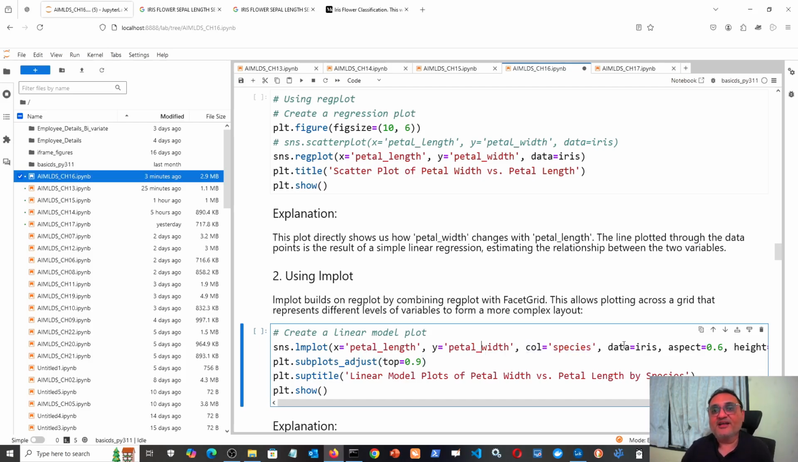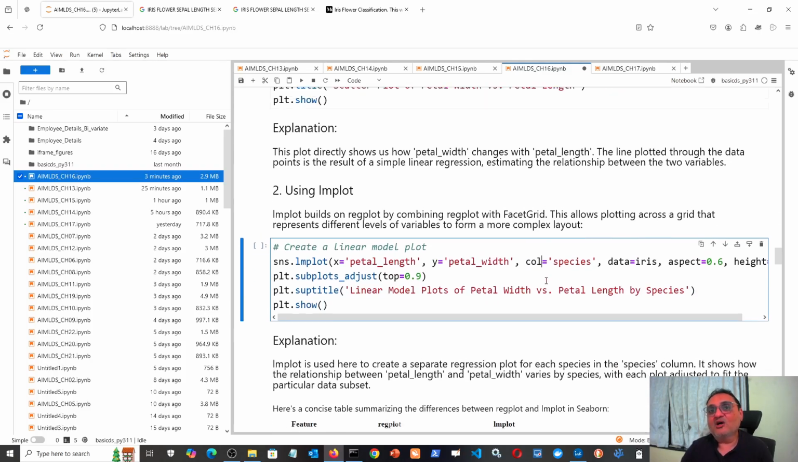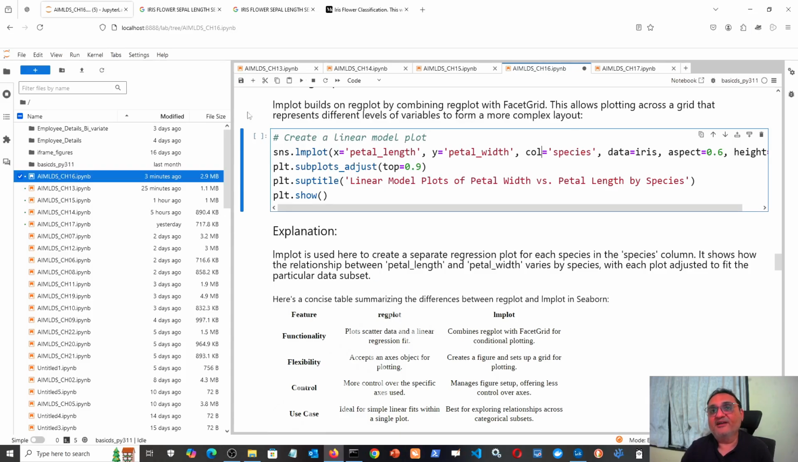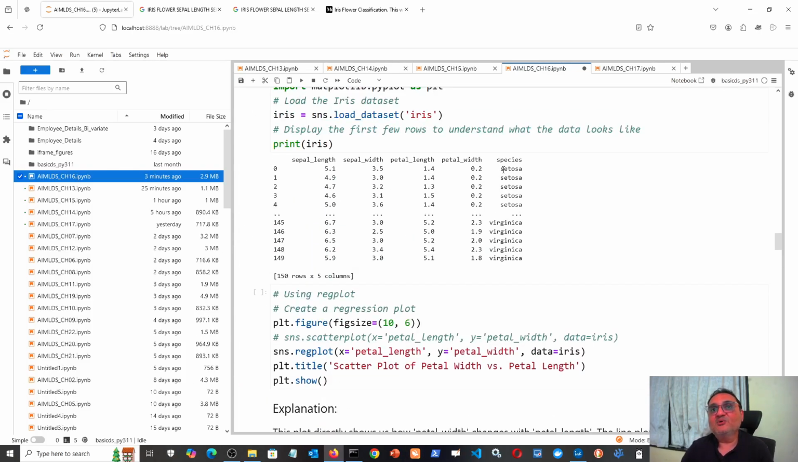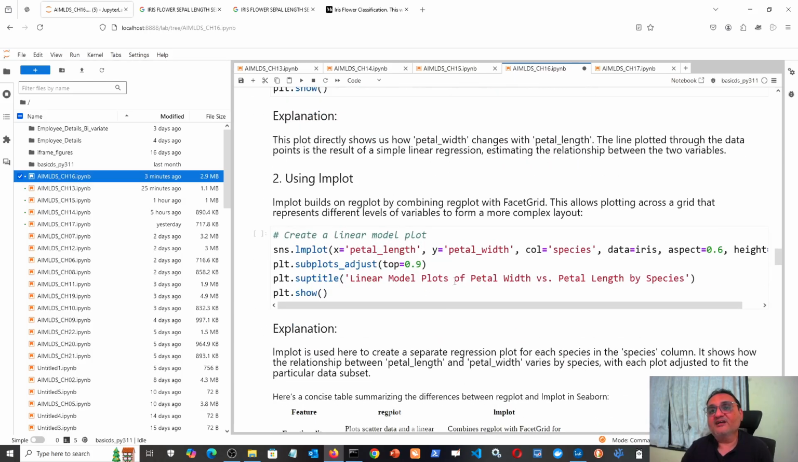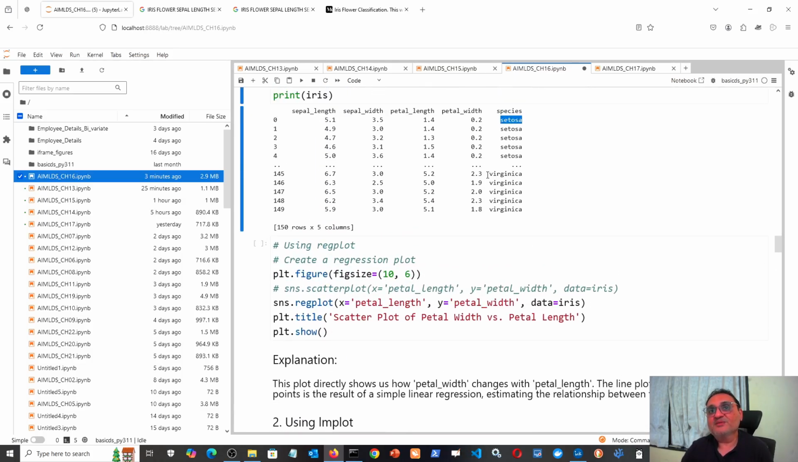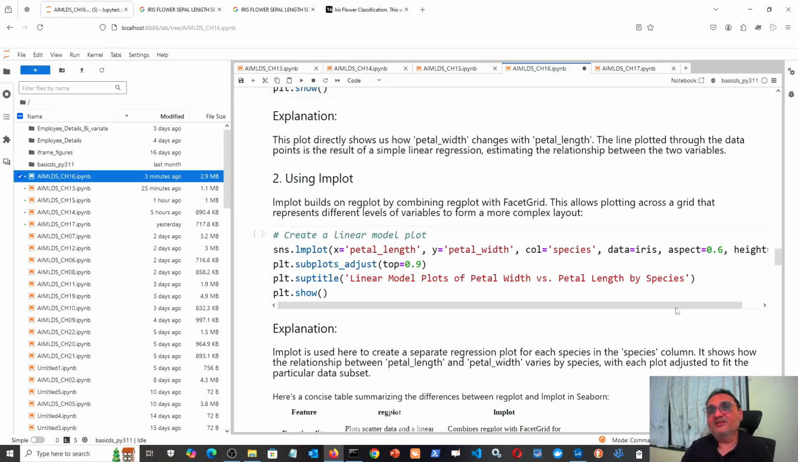The arguments x, y, and data remain the same as reg plot, but when I plot sns.lmplot, at that time col is equal to species. Remember, this is not color but column. So that means a three-column graph will be plotted. The first column will have species equal to setosa. The next linear graph will be plotted in the middle column, that will have species equal to say virginica, and the next will be on the rightmost column, and that will have species equal to versicolor.